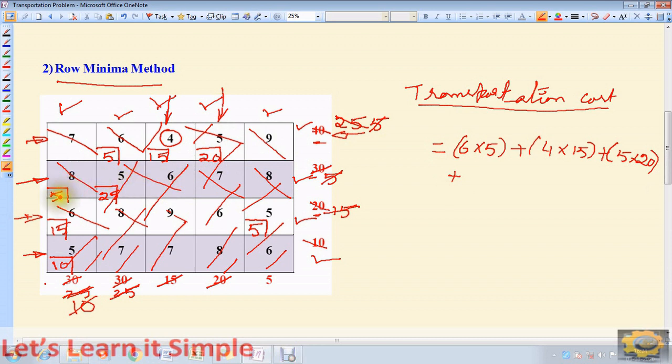Next we have 8 into 5, this one. Next we have 5 into 25. Next we have 6 into 15. Next we have 5 into 5 here. Next we have 5 into 10.